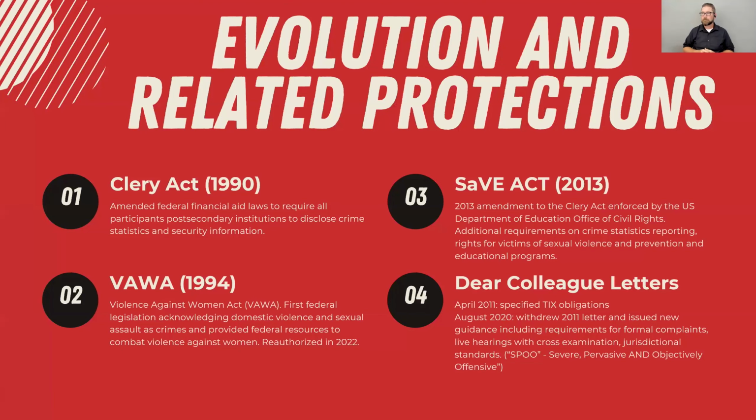Evolution and related protections. Like I mentioned before, Title IX has been around since the 70s, and there are some related protections that came out, such as the Clery Act, VAWA, SAVE Act, and Dear Colleague letters. All of these subsequent protections build on Title IX by setting clearer rules for us for addressing sexual violence, improving campus safety, and protecting all the individuals involved as well.